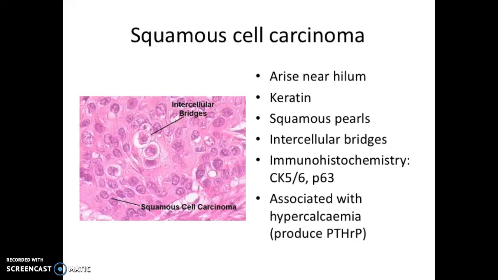So for squamous cell carcinoma in the lung, it usually arises near the hilum, and it is associated with keratin formation and keratinization of the cells, with squamous pearls and intercellular bridges, as you can see in the picture here. Immunohistochemistry, you will see it is positive for CK5, 6, and P63, and it's associated with hypercalcemia, which is a paraneoplastic syndrome in which the tumor produces parathyroid hormone-related protein, or PTHrP.